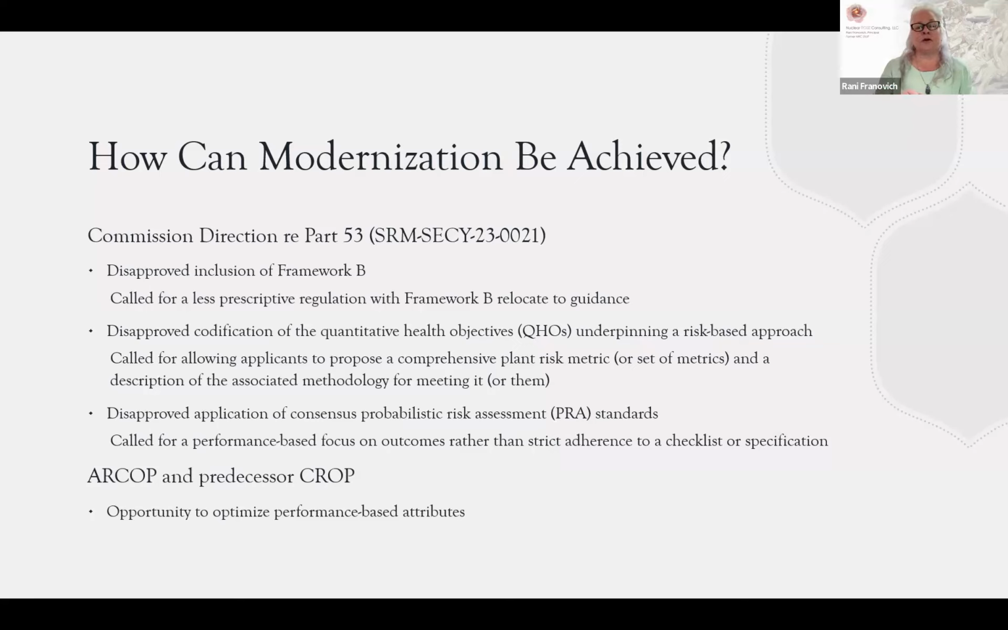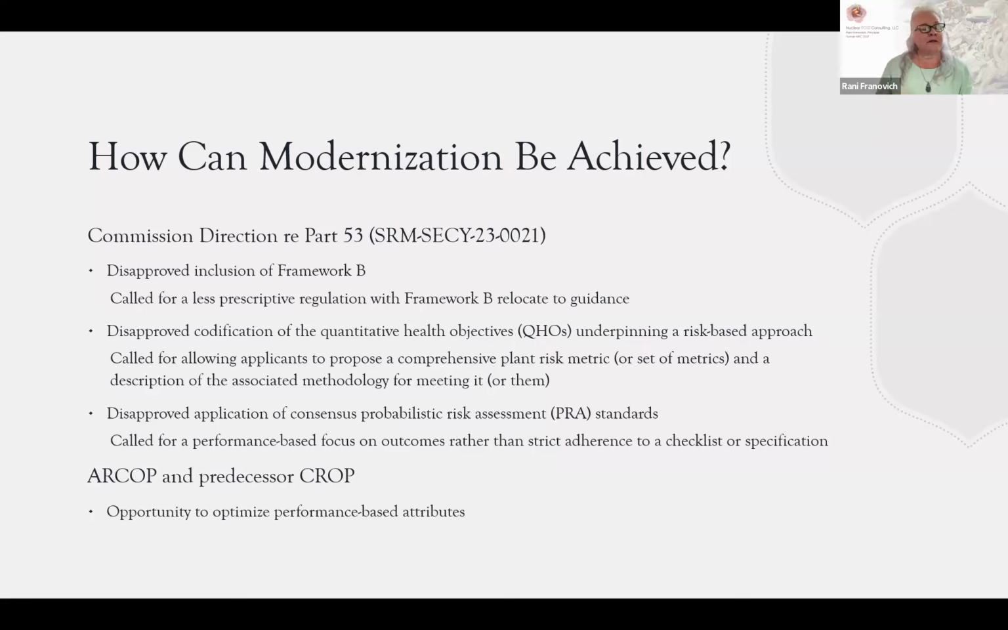So this is an encouraging signal from NRC's top leadership. The ETA for a revised rule package is September 2024, and a lot of us are really very eager to see what the staff develops.